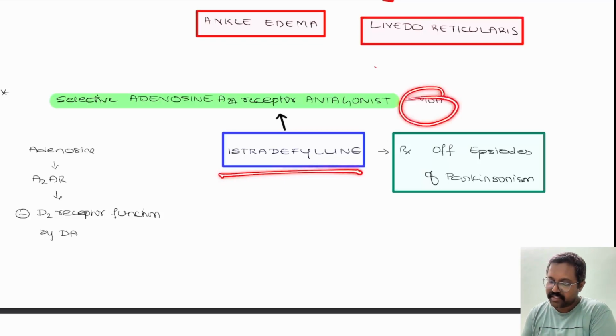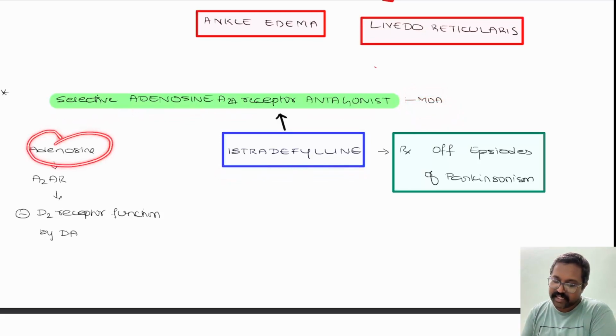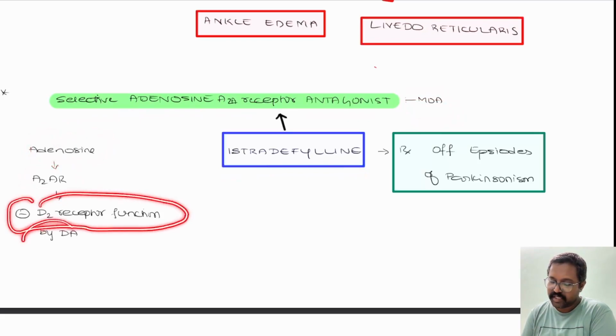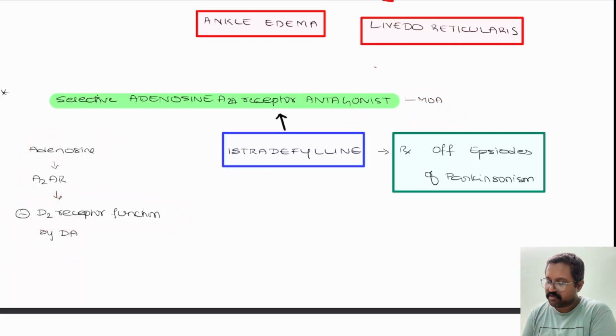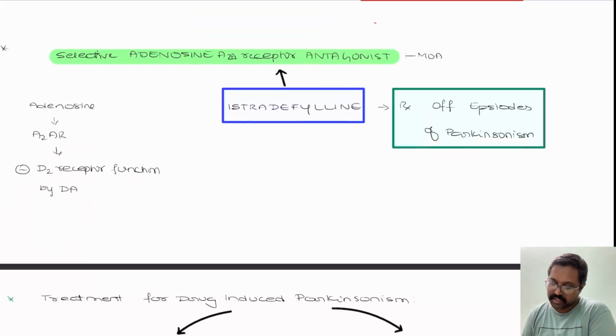Next, coming to the selective adenosine A2A receptor antagonist, that is istradefylline. Its mechanism of action is selective adenosine A2A receptor antagonism. So what is the activity of adenosine? It acts on the A2A adenosine receptor and inhibits the D2 receptor function by dopamine. Here this action will be reversed. So basically they are useful for treating off episodes in case of Parkinsonism.